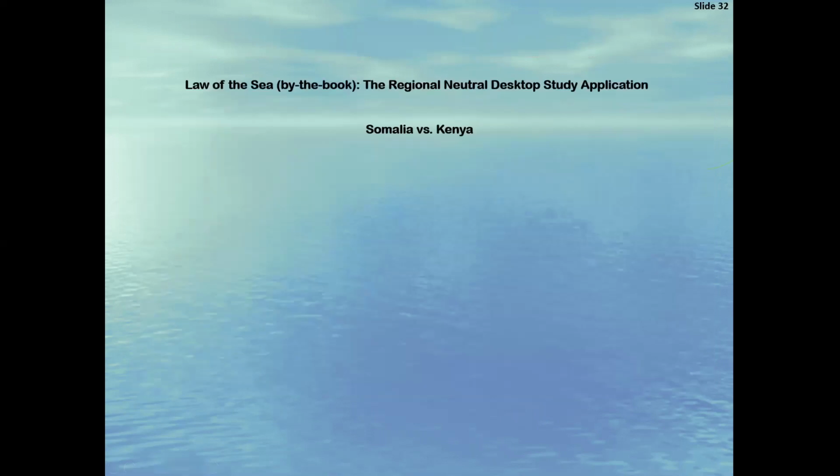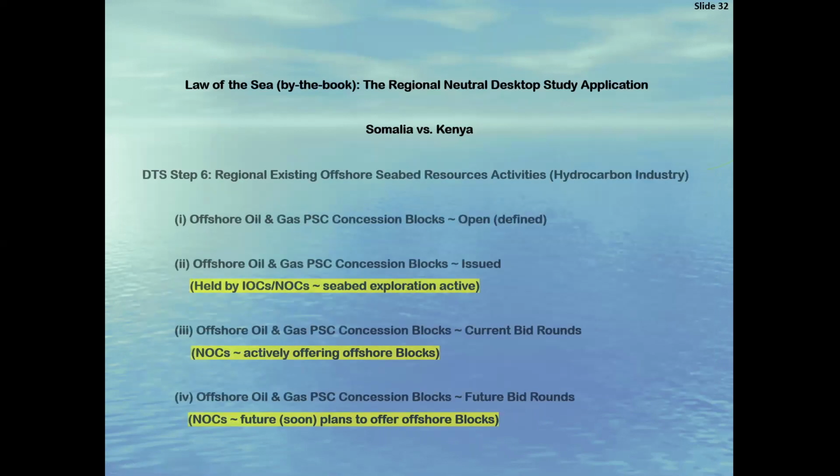Now, why is this all important? Last step, hydrocarbon. I've already mentioned that area is potentially rich. We're going to review regional existing offshore seabed activity, only the hydrocarbon industry. These are blocks that are open, defined by the countries, blocks that are issued to oil companies, current bid rounds that are active, and future bid rounds that are pending. All of this needs to be considered when we're looking at this offshore frontier area.